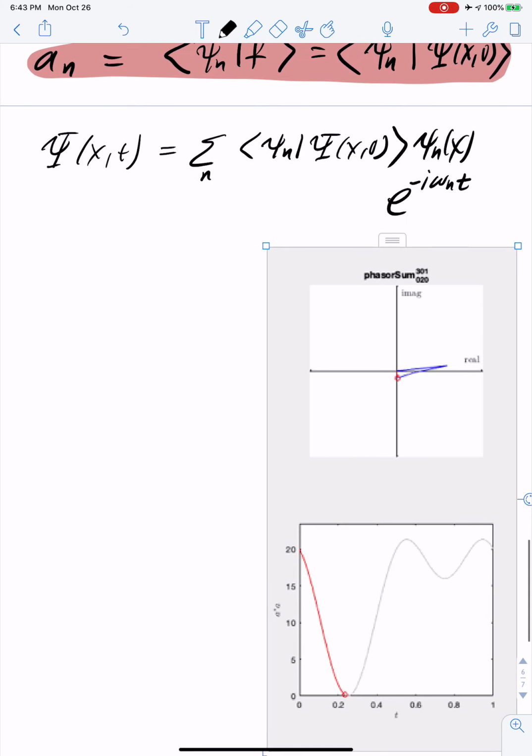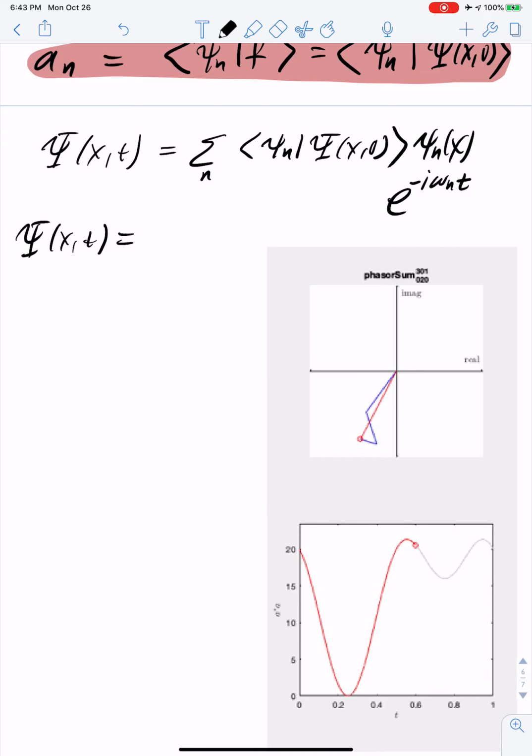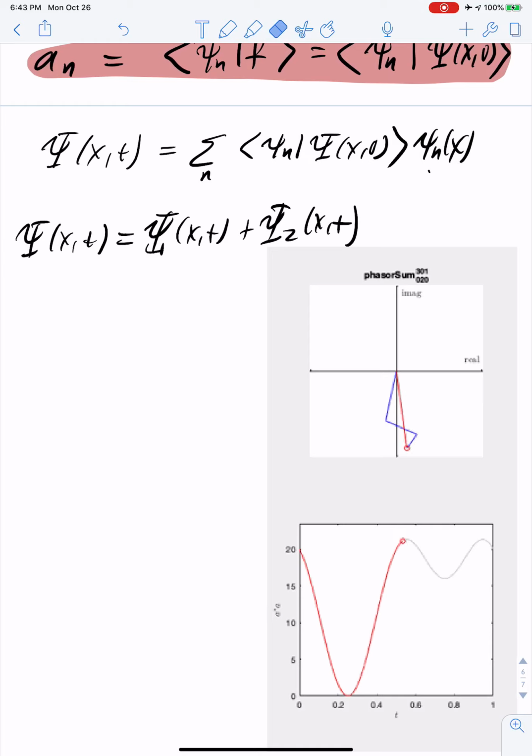Okay, so we're just going to look at one particular x. In this particular graph here, I've got three terms. So it's going to be psi 1 of x and t plus psi 2. All right, so we could write out those three terms.